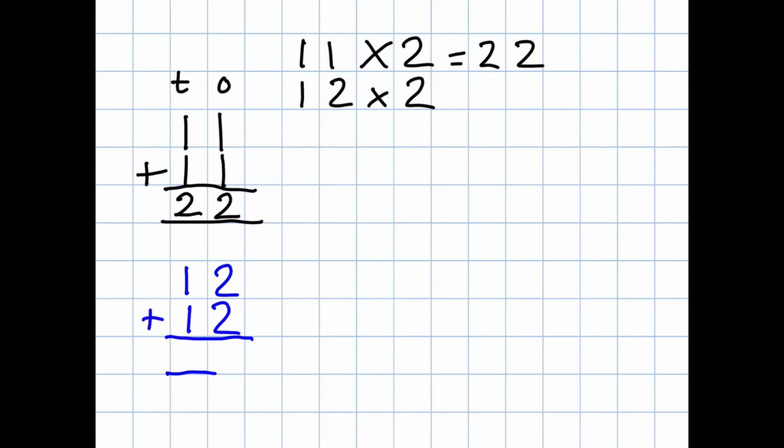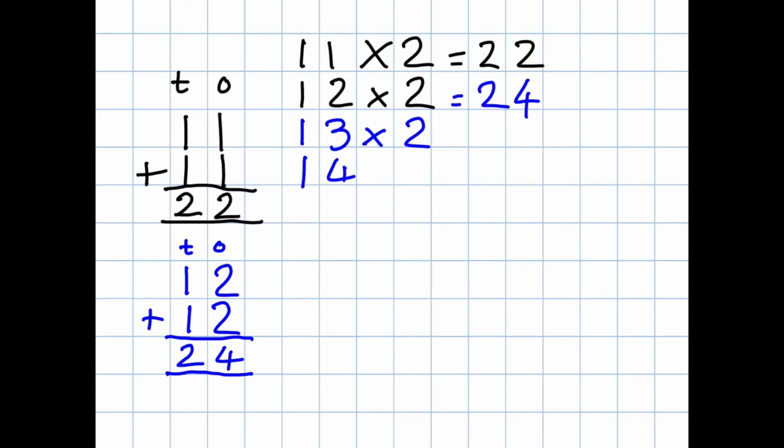And I want you to practice writing these in your books neatly using the squares. So we've got the 10s here and the 1s there. So 2 and 2 is, hopefully you know, 4. 1 10 add 1 10 makes 2 10s. So 12 times 2 equals 24. Now we're going to use the same method now to work out 13 times 2 and 14 times 2.